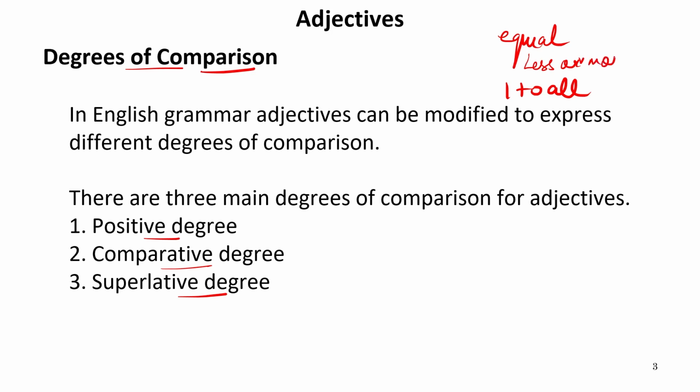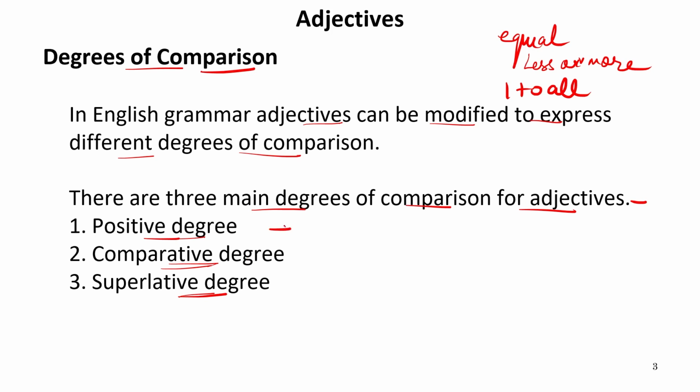So these are three types of levels on which we can compare two things or two persons with each other, or maybe more than two things. Now, in English grammar, adjectives can be modified to express different degrees of comparison. So just to compare two different things on three different levels, we use degrees of comparison. And in English, we are going to read three degrees of comparison in adjectives. There are three main degrees of comparison for adjectives. What are these? Positive degree, comparative degree, and superlative degree. So these are three degrees.